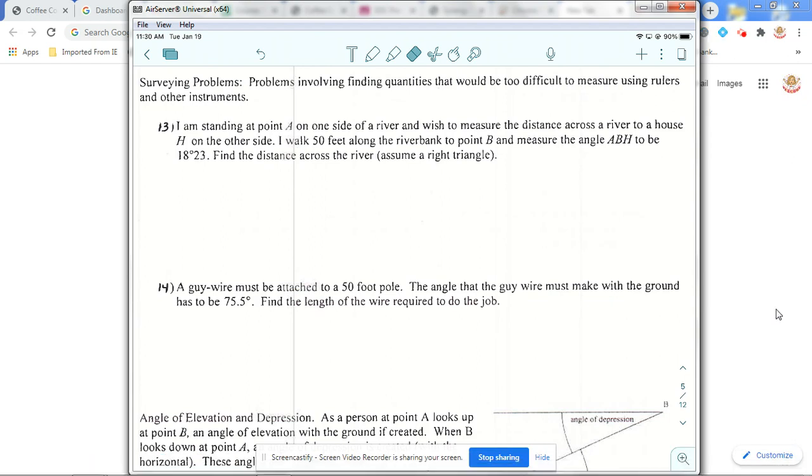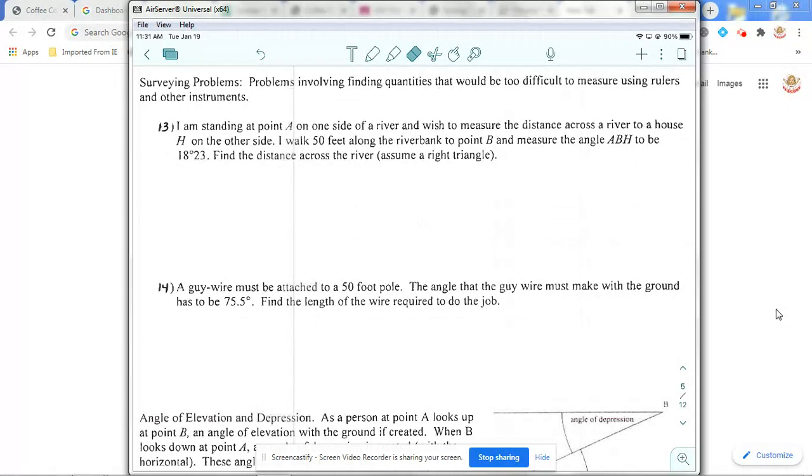All right, so we're going to start solving application problems using right triangle trigonometry. A lot of these are surveying problems like 13. There are several guy wire problems like 14, and angle of elevation and depression problems are pretty common also.